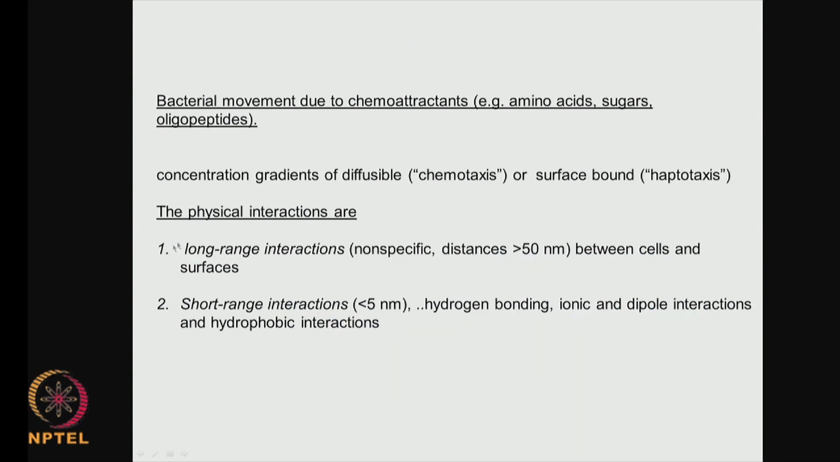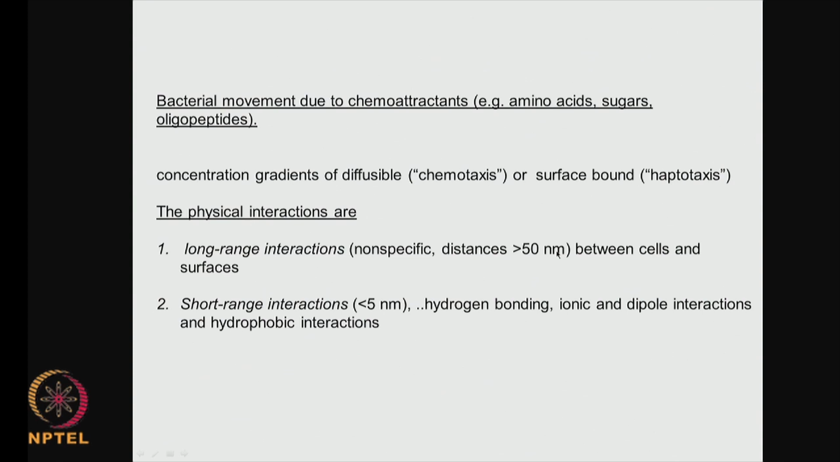Now, bacterial movement is due to chemoattractants. The chemoattractants could be amino acids, sugars, oligopeptides. So, this concentration gradient could be chemotaxis or haptotaxis. Chemotaxis is diffusible. So, the concentration gradient happens because of the diffusion of these chemoattractants, whereas there are some attractants which are bound to the surface. The physical interactions are long range interactions, and they are not very specific.